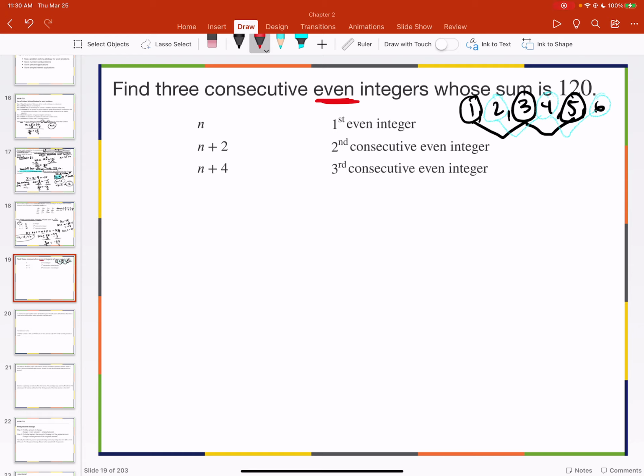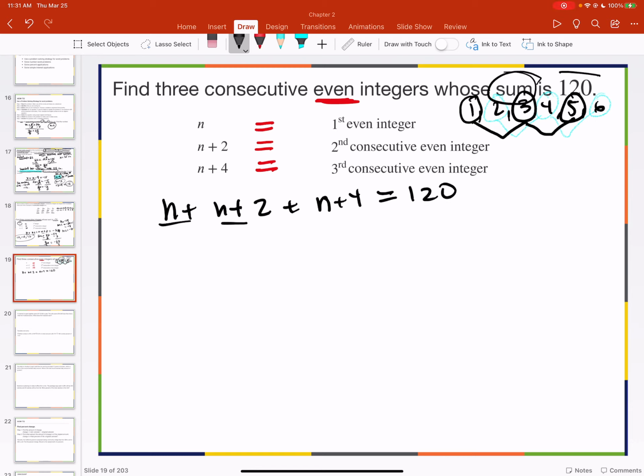So when we're doing something like this, where we have 3 consecutive even, keyword even, integers whose sum is 120, we can let n equal the first even, then add 2 to be the second, and then add 2 more. So n plus 4 will equal the third consecutive even integer. So we add them because it says here whose sum is 120. n plus n plus 2 plus n plus 4 equals 120. So let's combine like terms. We get 3n plus 6 equals 120.